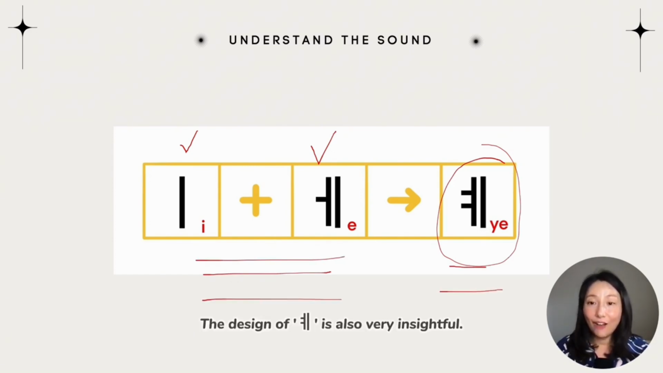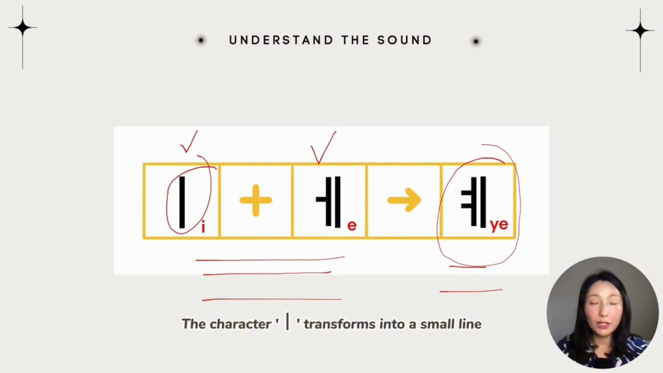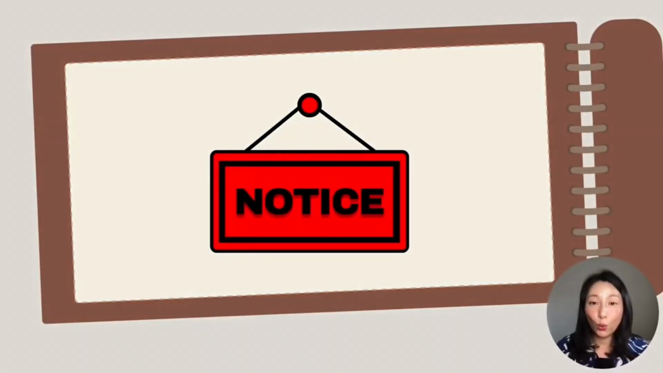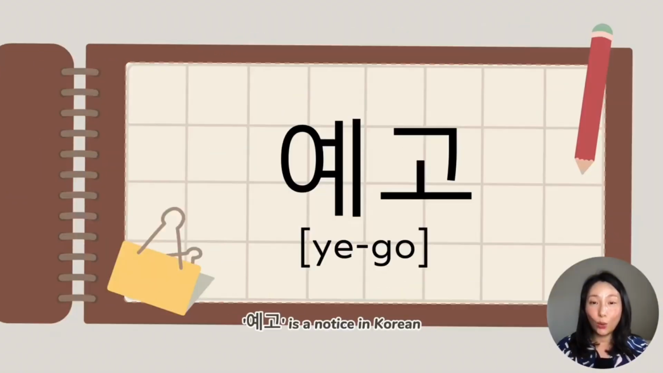The design of 예 is also very insightful. The character E transforms into a small line and that adds one more line to 에. Then it becomes 예. Listen to the sounds and pay extra attention to my mouth. 예고. 예고 is a notice in Korean.